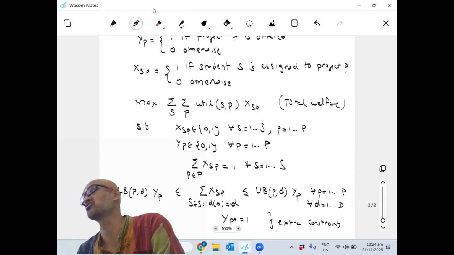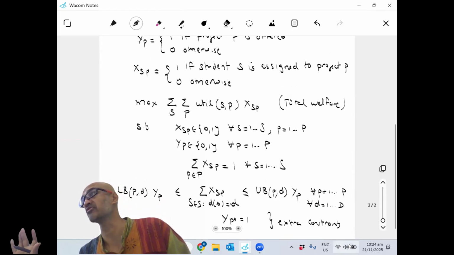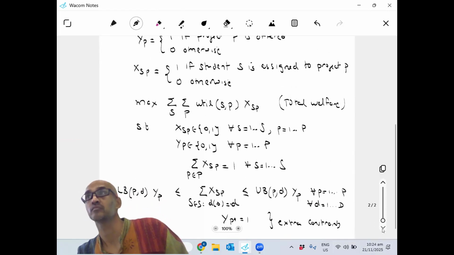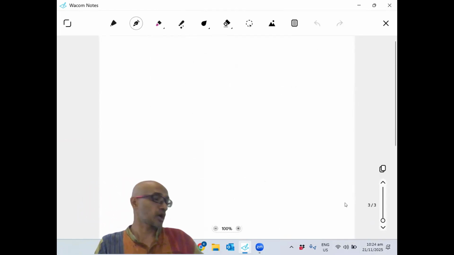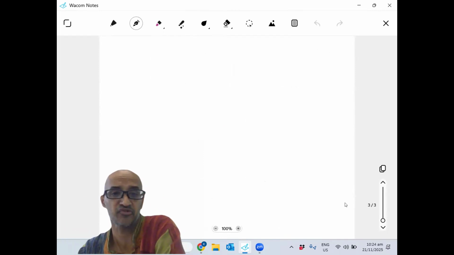At least for about 5 to 10 years, this was being used to allocate students to projects here. I don't know of other methods which can do this till you see it in the IP lens. There are many other examples, but I just want to give you an illustration.